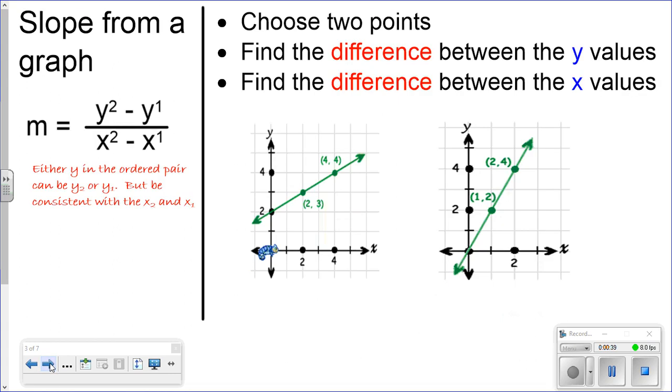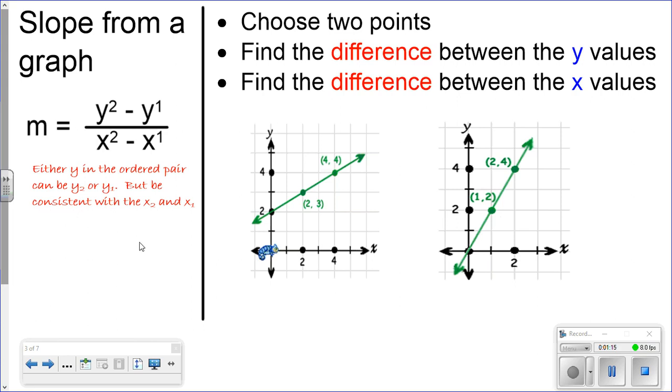For slope from a graph, you can choose 2 points and then find the difference between the y values and the difference between the x values, which means we're subtracting. So our formula is over here, m equals y2 minus y1 over x2 minus x1. If you have your two ordered pairs, the y can either be y2 or y1, but once you decide that that ordered pair is y1, then it also has to be x1. As long as you're consistent, it doesn't matter which pair you choose to be the 2's and which ones are the 1's.